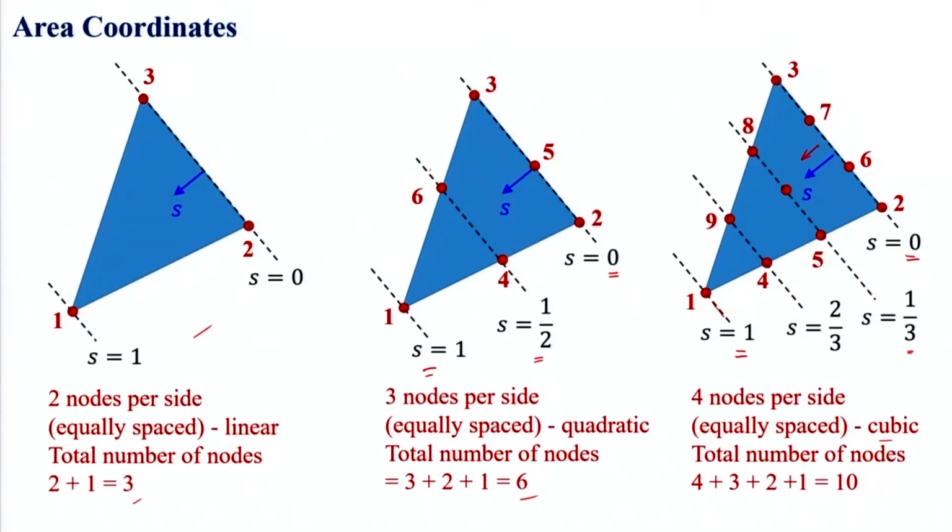So if there are 2 nodes, then the degree of polynomial will be linear, means 2 minus 1, 1. If you have 3 nodes, then 3 minus 1 is equal to 2. Our approximation is quadratic. The maximum degree of polynomial will be 2, and then there are 4 nodes on one side. 4 minus 1, 3. The maximum degree of polynomial will be 3, a cubic polynomial.